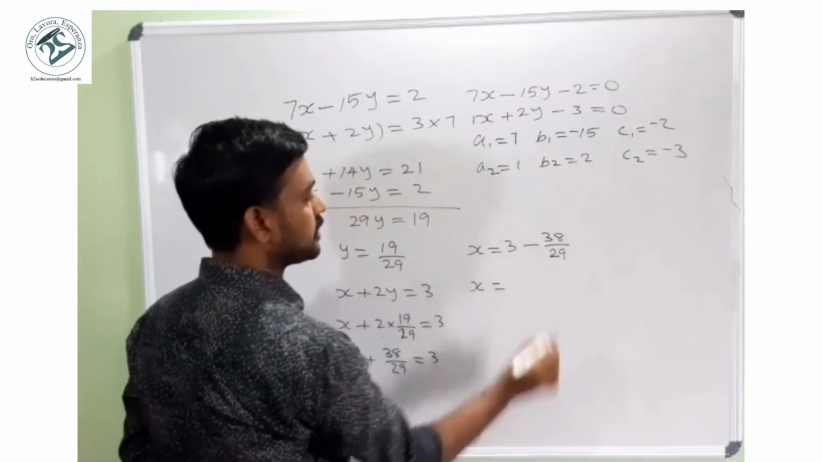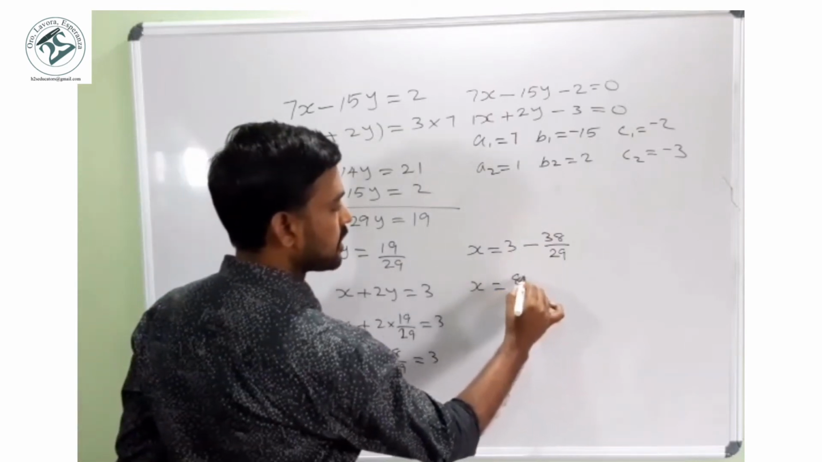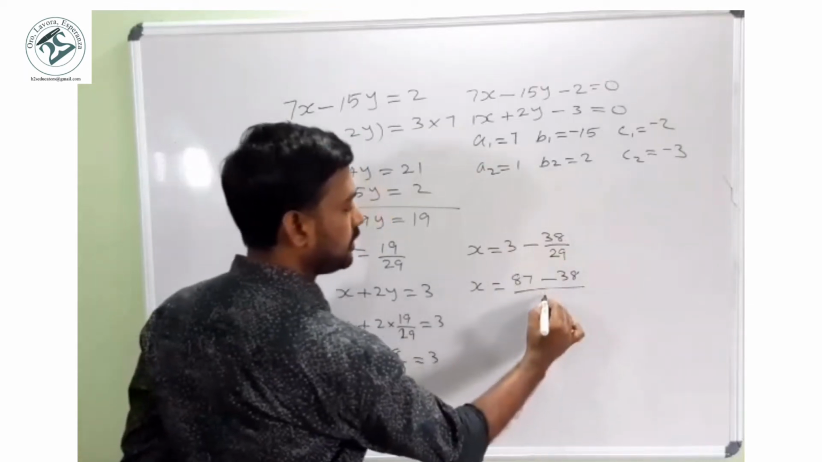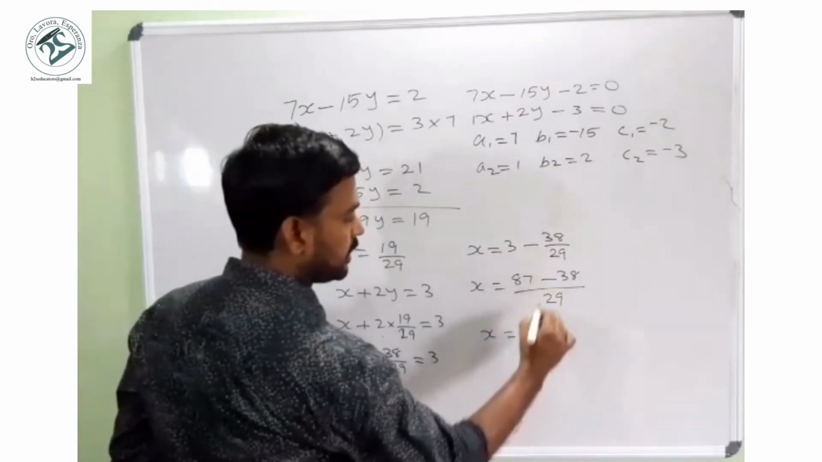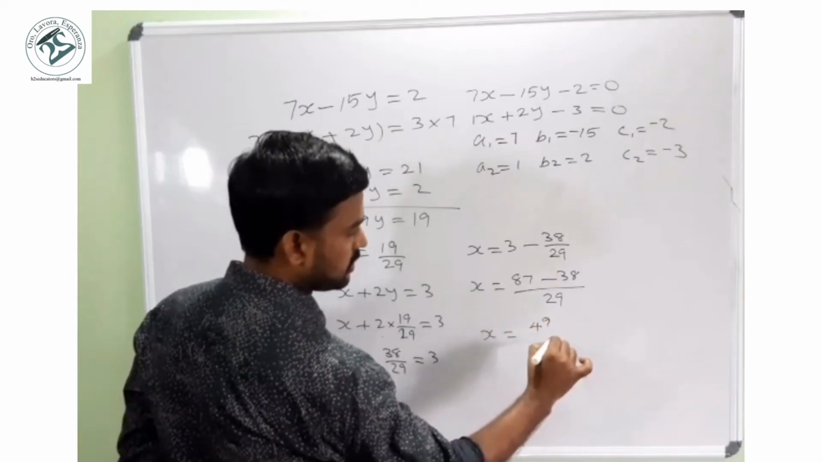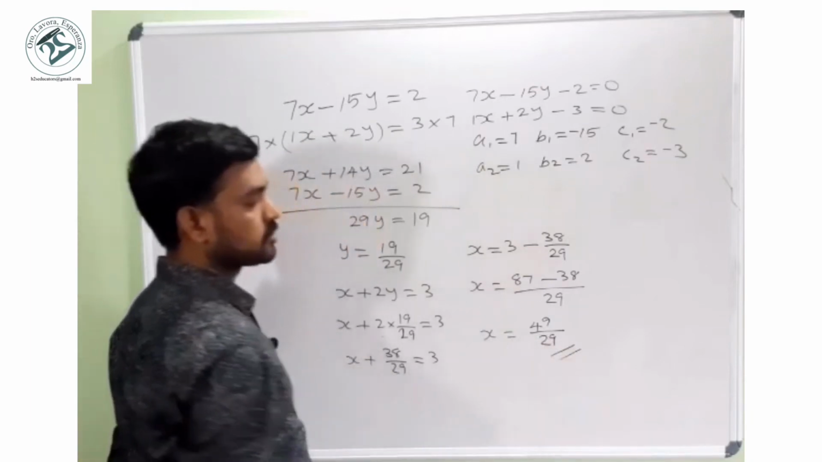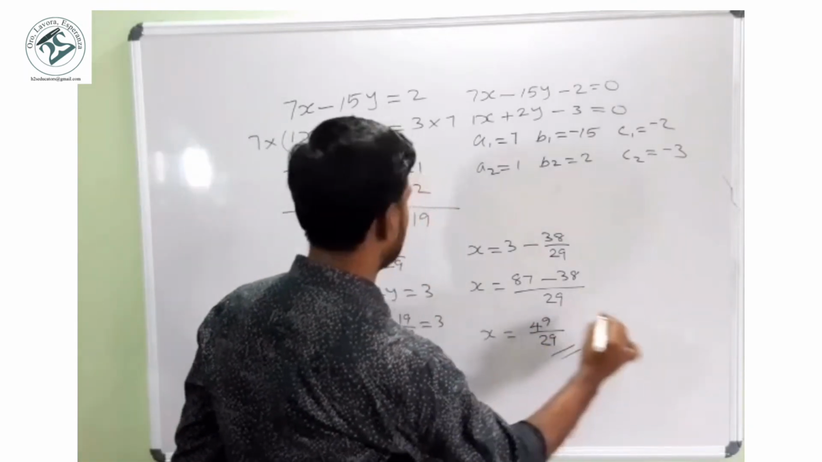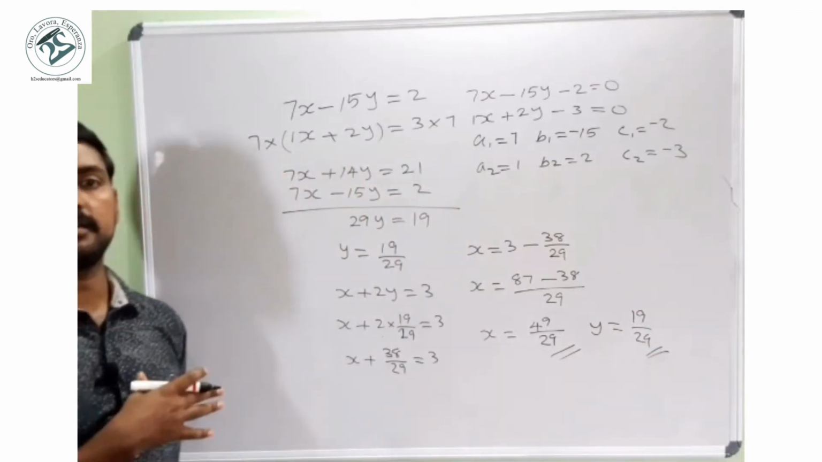So we get x is equal to, now 3 into 29, we know that is 87, minus 1 into 38, 38, divided by 1 into 29, 29. Now x is equal to 49 divided by 29. So we got the solution x is equal to 49 by 29 and y, already we got, y is equal to 19 by 29. This is the solution by using the elimination method.